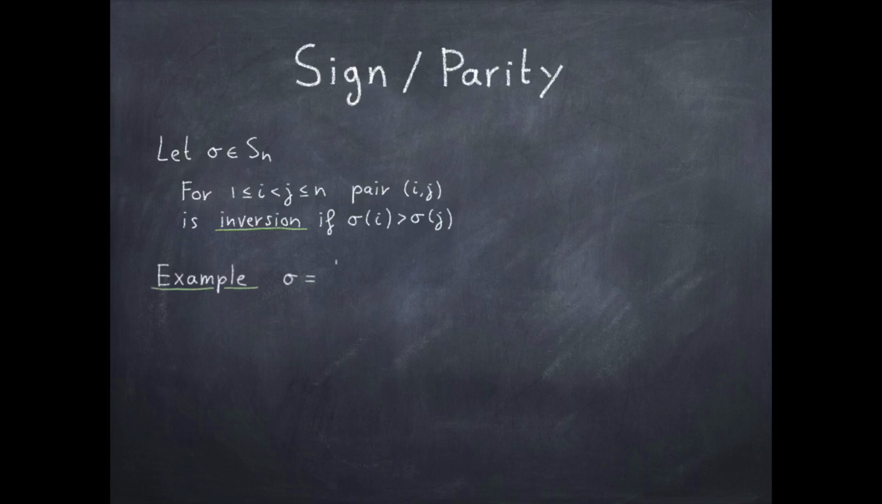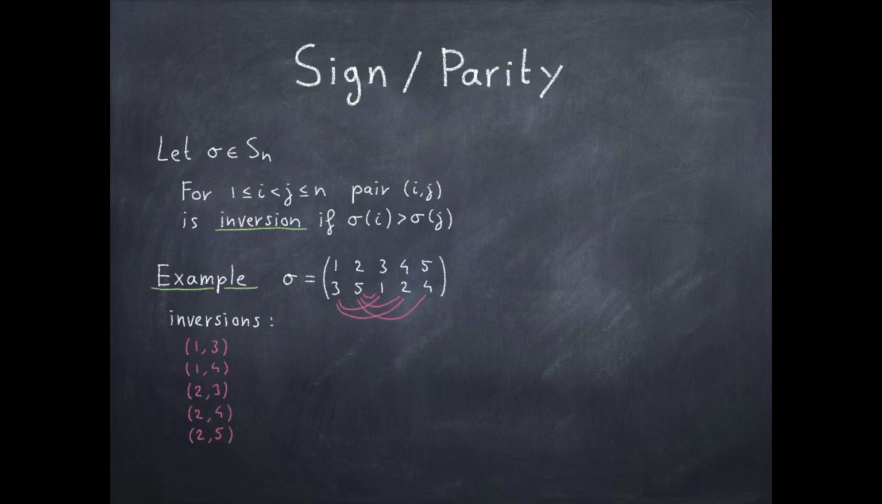Let's consider the permutation sigma in the example. We find all the inversions by checking for every pair i, j with i smaller than j whether it's an inversion. For example, the pair 1, 4 is an inversion because sigma 1, which is 3, is bigger than sigma 4, which is 2.